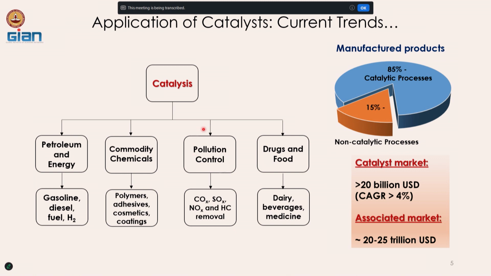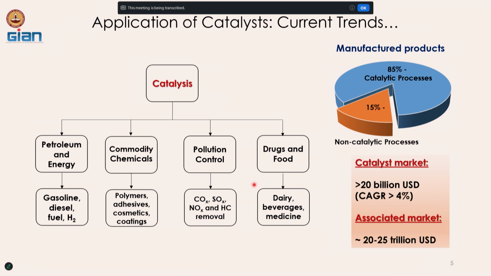One other category comes because of pollution control. We have automotive vehicles, and SOx, NOx and hydrocarbon release from the exhaust of automotive vehicles is very common. So if we have a 3-way catalyst, we can convert that to a less harmful chemical or compound which can be released to the atmosphere. And of course, there is a big contribution in the drugs or pharmaceuticals and the food sector. So dairy, medicine preparations, as well as some beverages and all, and catalysis has application in those areas as well.